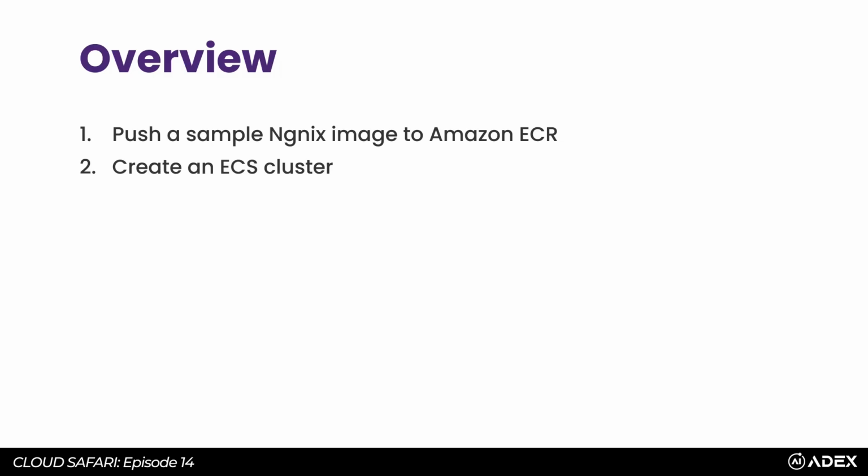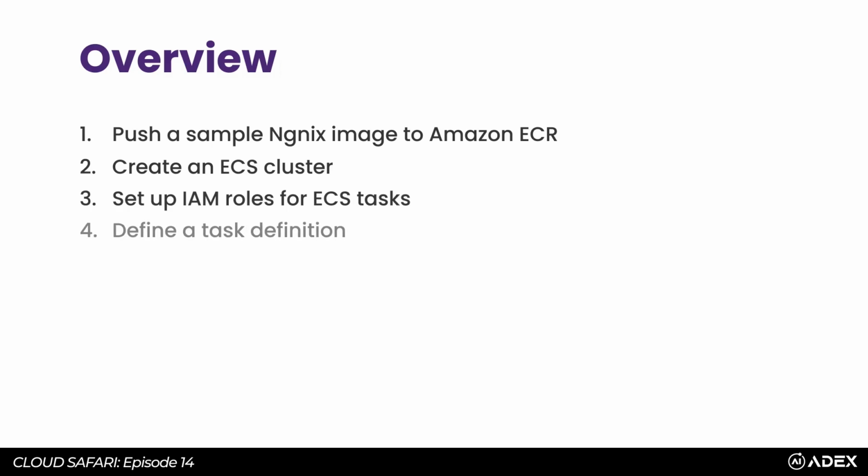Here's a quick overview of what we'll be doing in this video. First, we'll push a sample Nginx image to Amazon ECR. Then we'll create an ECS cluster to run our services. Next, we'll set up the necessary IAM roles so ECS can manage tasks securely. After that, we'll define our tasks with the container details.